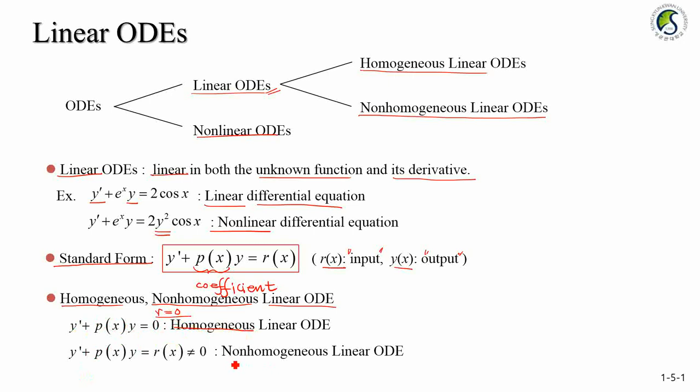And non-homogeneous, on the other hand, means r of x is not 0. Something is there, so the right hand side is some function of x. In that case, we call it a non-homogeneous equation. Let's move on to how to solve such linear ODEs.